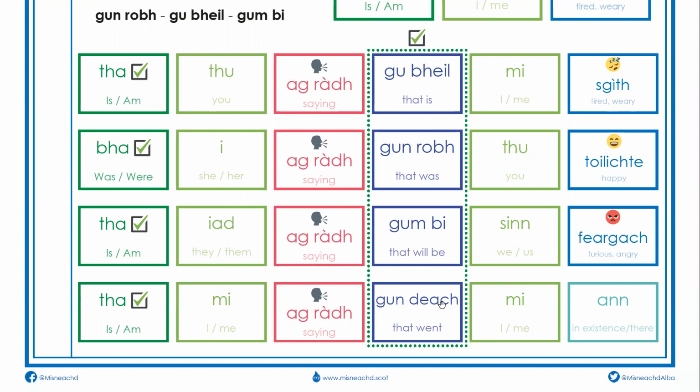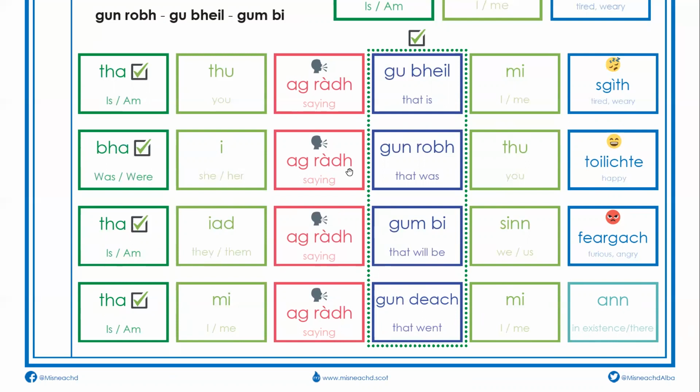So in the last lesson, we saw that the dependent form of the verb to go, rach, was deach. So we saw an deach, did go, question, and the answer being chaidh, went, or cha deach, didn't go. So deach is the dependent, the same as bi, robh, and bheil are the dependent form, which means when we introduce gun, we use deach. So tha mi ag ràdh gun deach mi ann. I am saying that I went there. That I went.